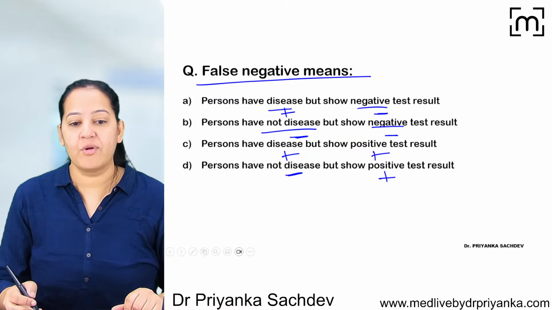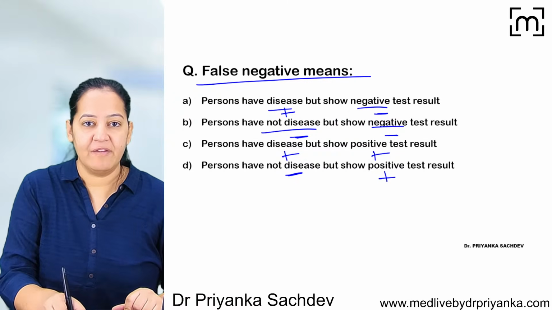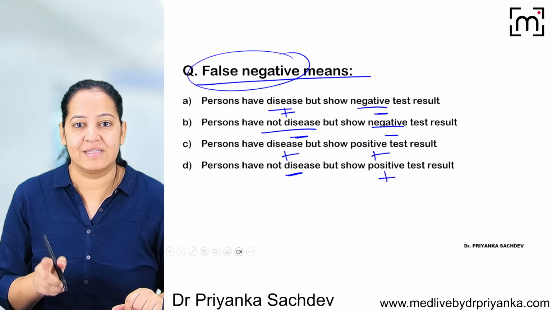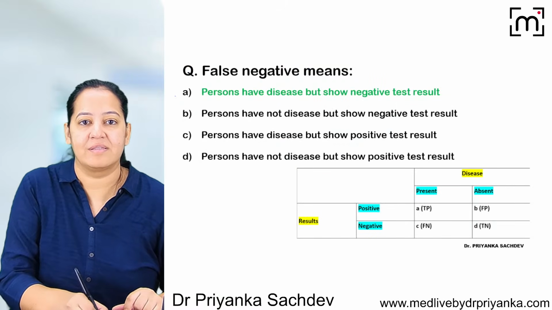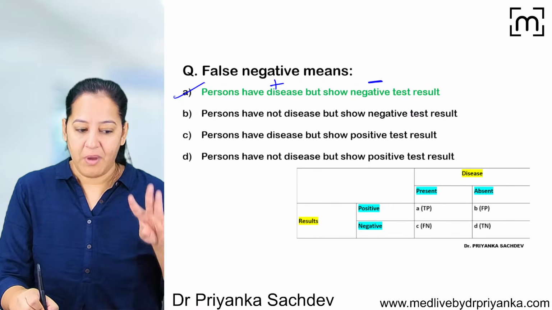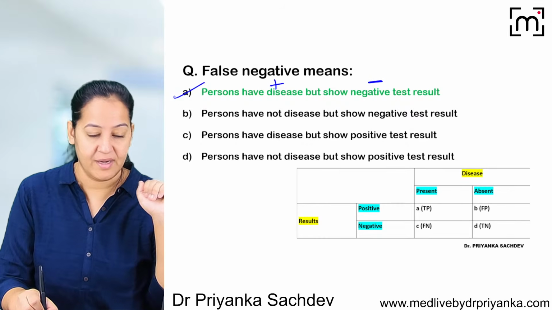What is false negative? False negatives are the people in whom the test is falsely negative. By mistake, the test is negative. Actually, they have the disease, but the test result is negative. So the correct answer is A. They have the disease, but by mistake, the test result is negative. Now I can create 4 questions here.